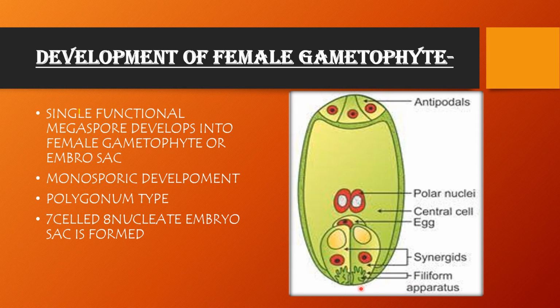Here you have to take one important point into consideration: the position of the egg describes the micropylar end, and the antipodal cells describe the chalazal end. So this is the typical structure of the female gametophyte or embryo sac, which every megaspore gains after complete maturation.